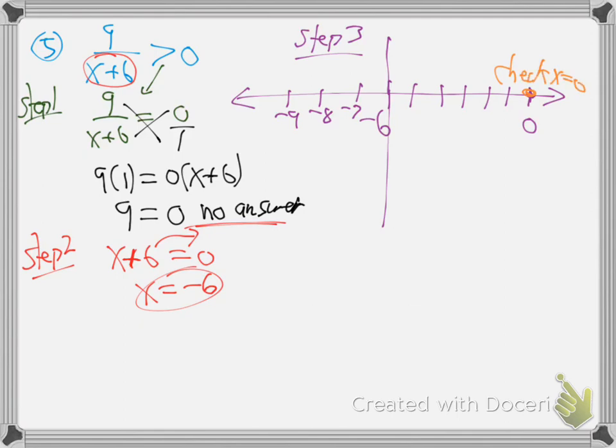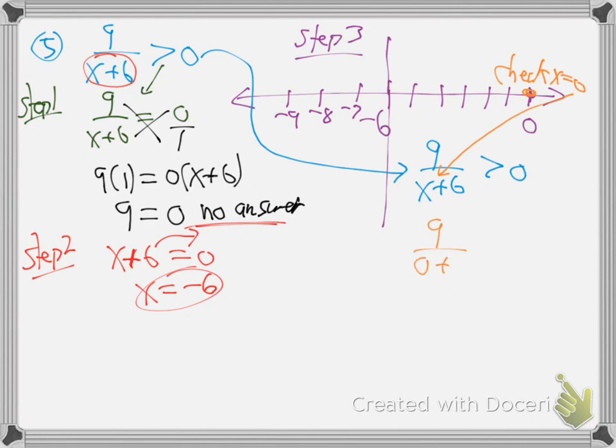So I'm going to take the original before any changes were made, 9 over x plus 6 greater than 0, and I'm going to plug in the 0 there. What do we get? 9 over 0 plus 6 is greater than 0. 9/6 is greater than 0. I don't really need to even know what 9 divided by 6 is. It's positive. Positive numbers are always greater than 0. If you're interested, it's positive 1.5. Is it greater than 0?